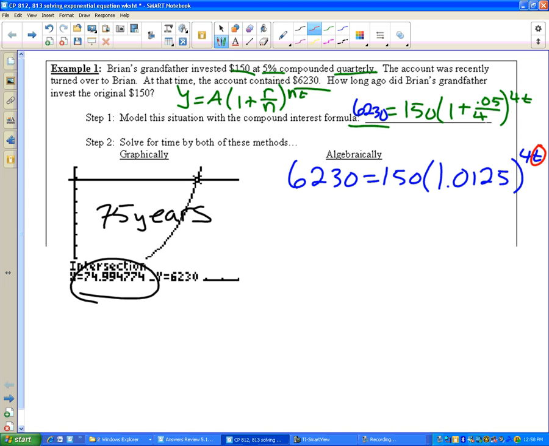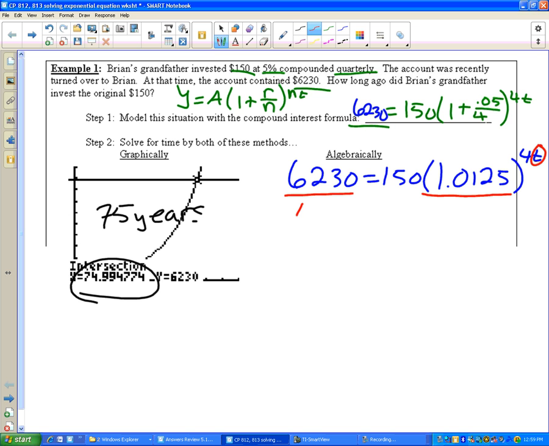And the only way I know to do that is logs. Based off of what I have here, since my power is 4t, my base is going to be 1.0125. So I need to do log base 1.0125 of 6,230. I'm going to back up for 1 second. I apologize.